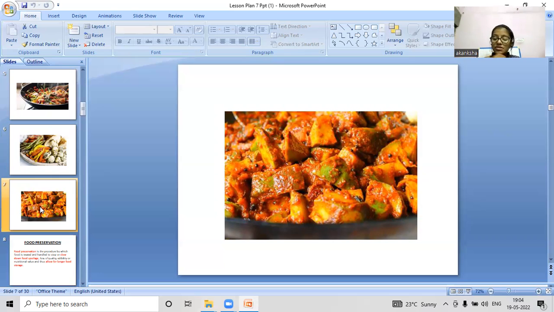What are the different preservatives that we are adding to this pickle? As you mentioned, it was salt. Yes, very good. What else? We are adding turmeric. Yes. What else are we adding? Oil. Yes, very good. So these are the different preservatives.